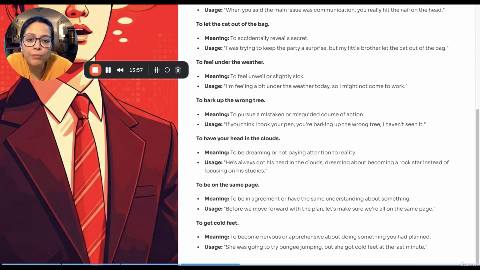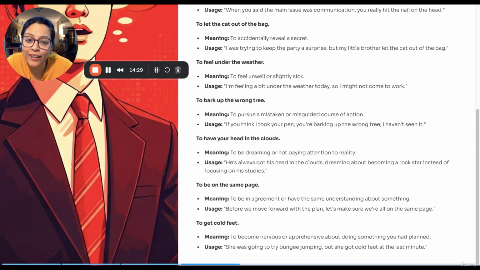To bark up the wrong tree means to pursue a mistaken or misguided course of action. That also means to put your effort into a wrong place or a wrong situation. If you think I took your pen, you are barking up the wrong tree. I haven't seen it. So there's no point talking about it, no point quarreling or fighting with me about it. You are using all your energy in the wrong place. You're barking up the wrong tree.